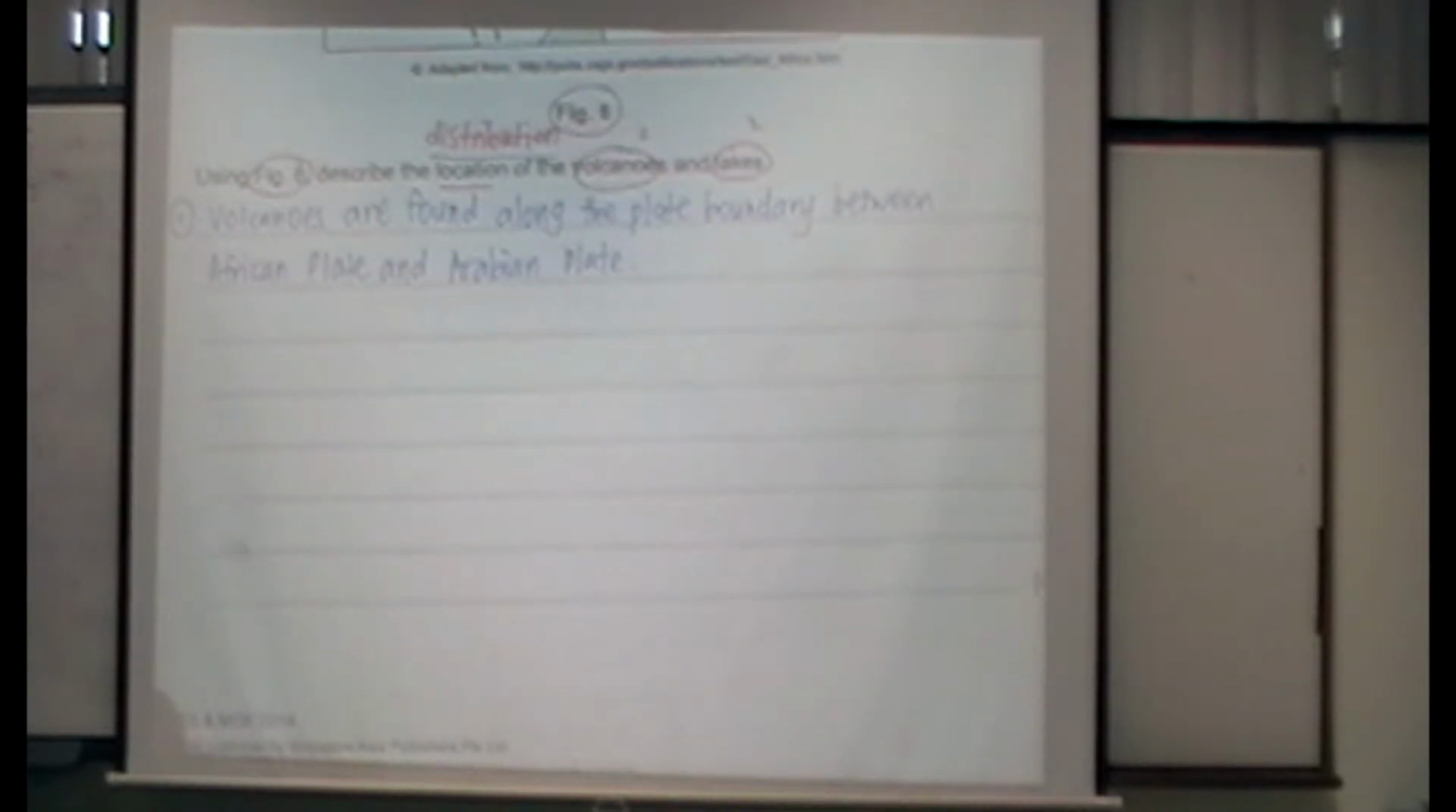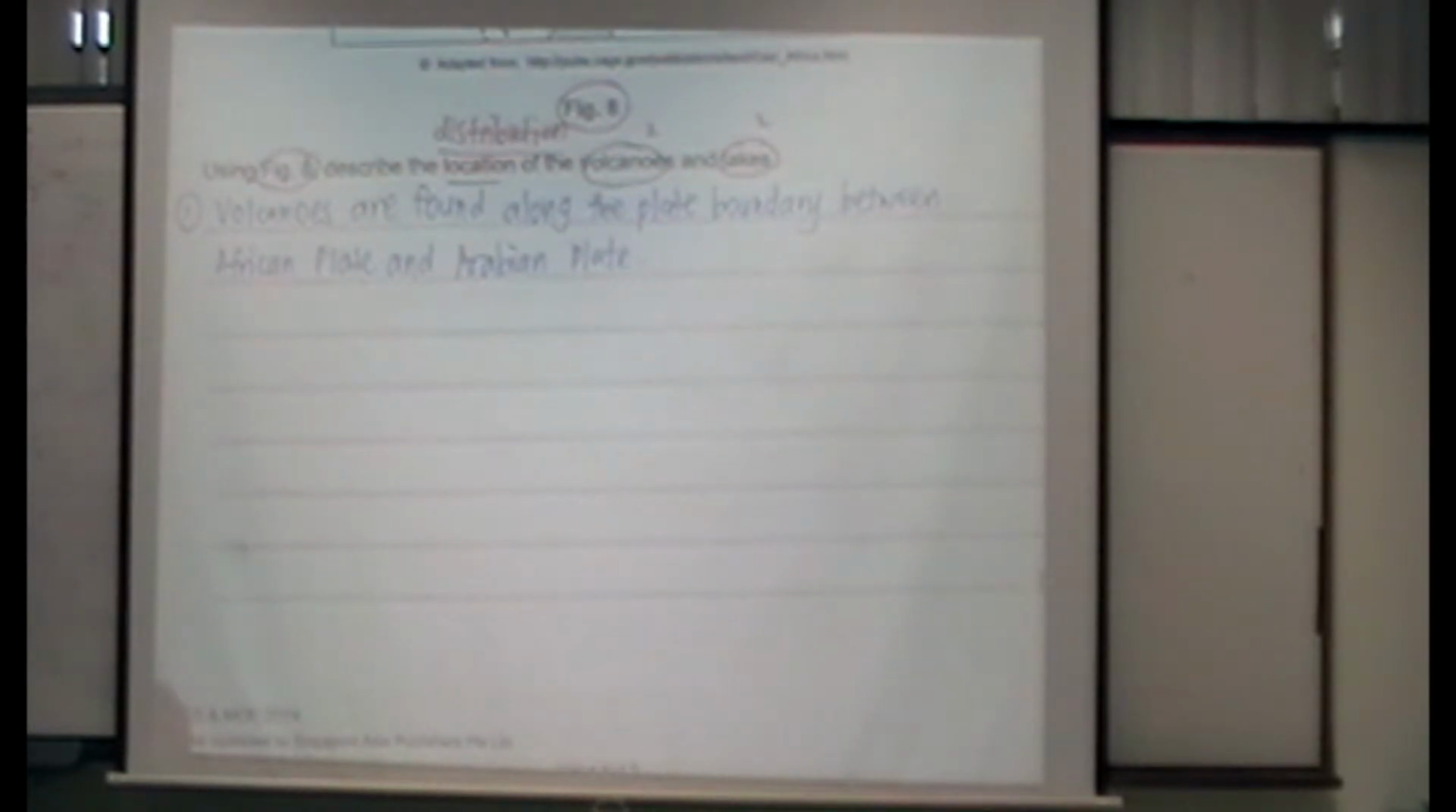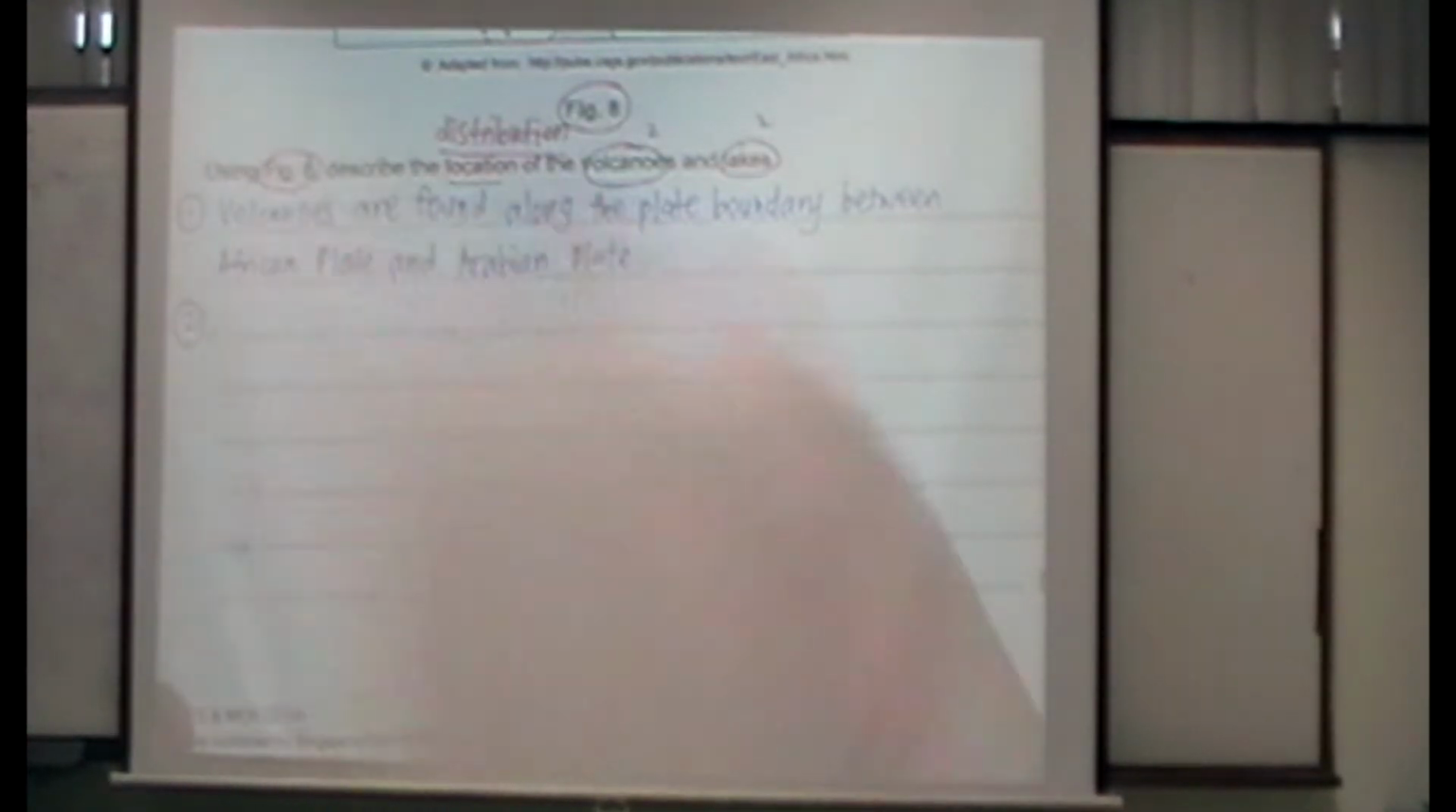Okay, so this one, if I read this, I know very clearly where I can find the volcanoes. Is there a need for me to explain why I can find the volcanoes there? No. You just say describe. Yes, correct, very good. I don't need to explain. So if you see yourself writing too much already for this answer, you are giving unnecessary information. So for this, you just need to describe what you see on the map. That's all. Okay? The next point.